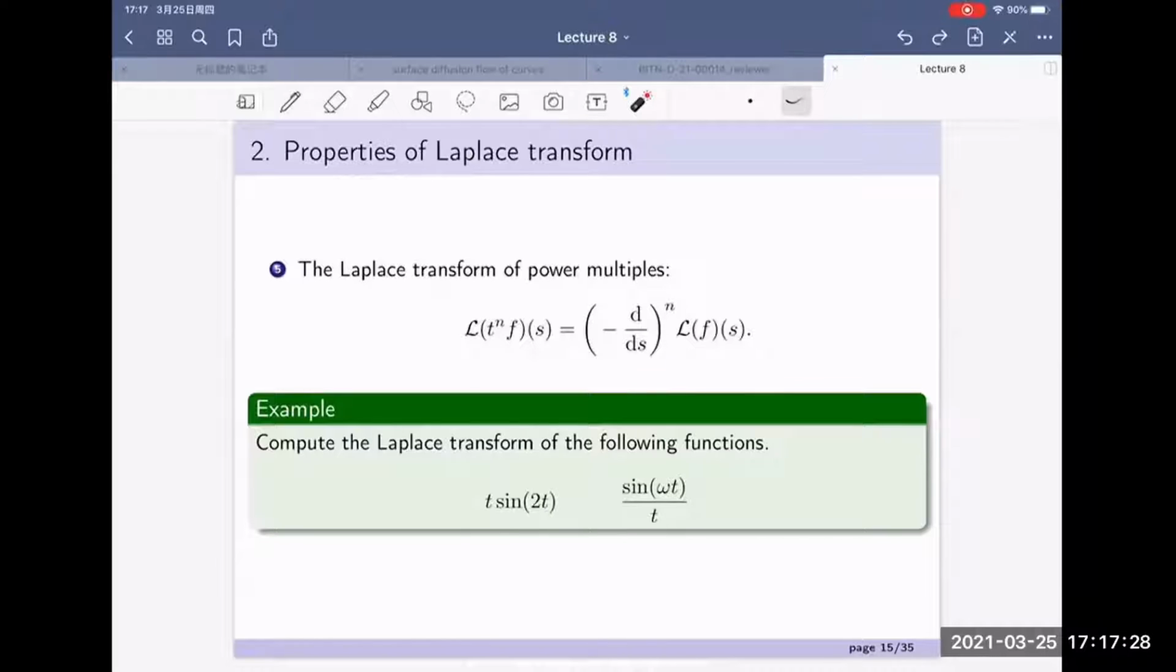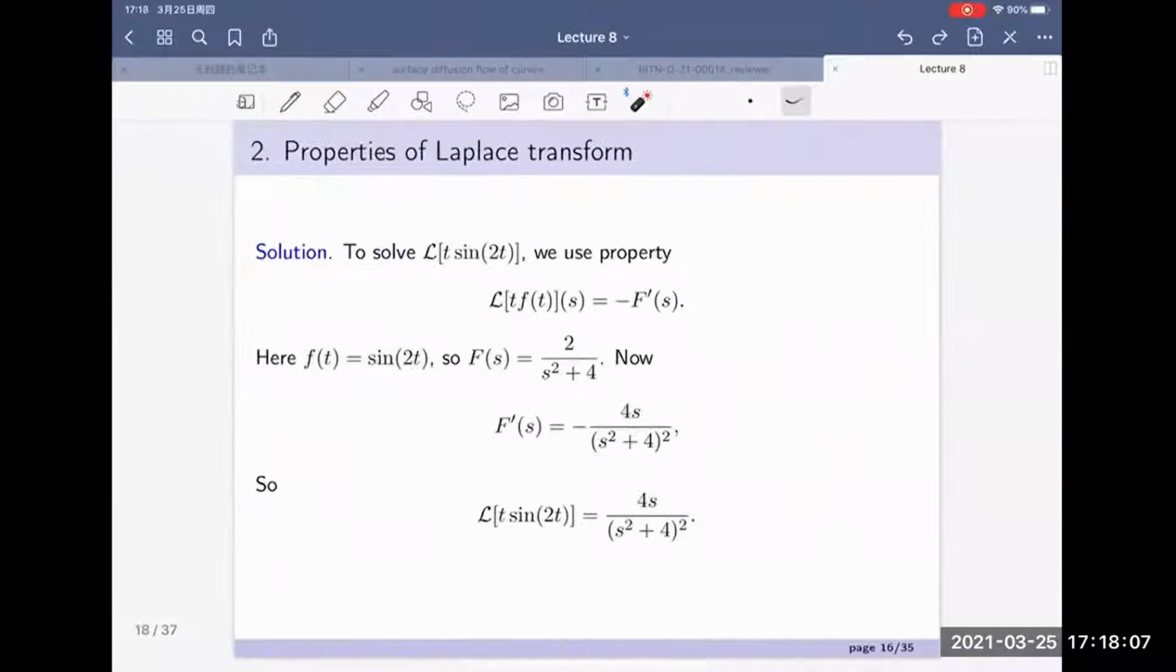So if you know the Laplace transform of sine t, then you can immediately calculate the Laplace transform of t times sine t. And you can also calculate the Laplace transform of this function divided by t, because this n can be a negative number. If you choose a negative number, you get a negative derivative. Negative derivative means the integral. Actually, this would be the integral of the Laplace transform of the sine function. So this is the answer to this question.